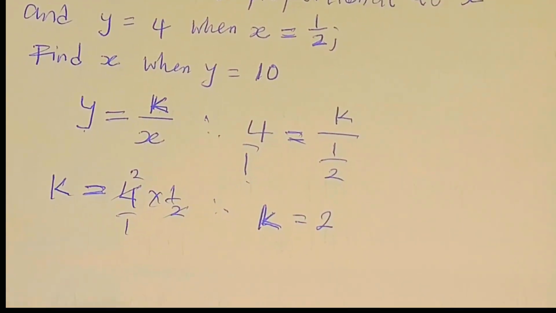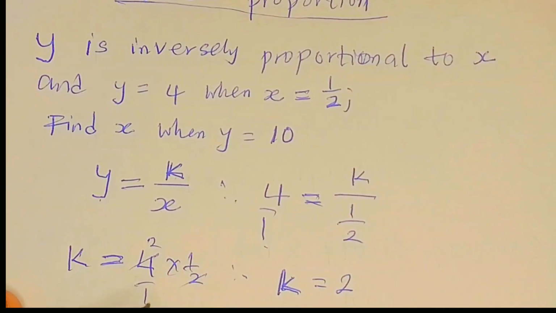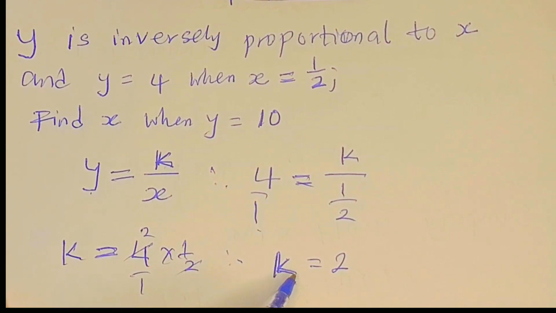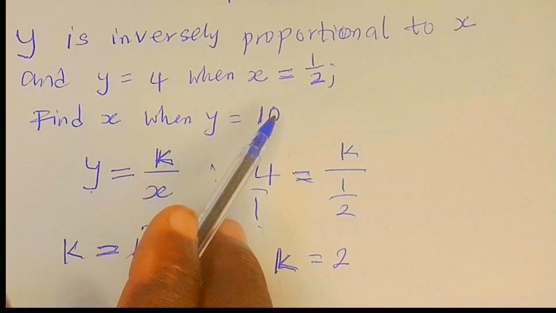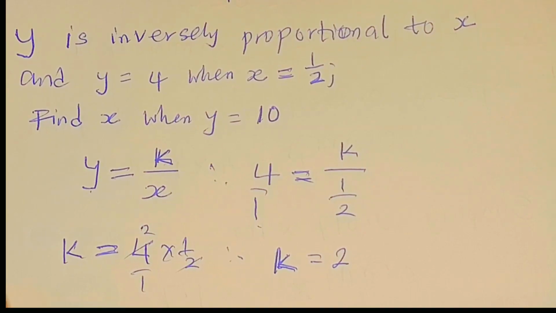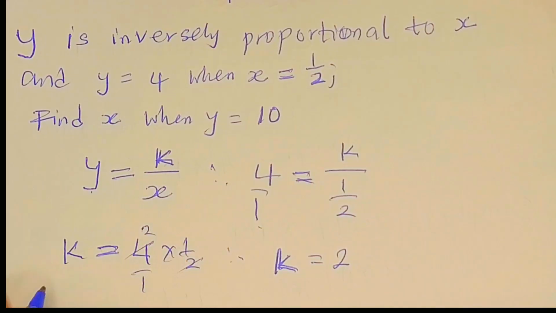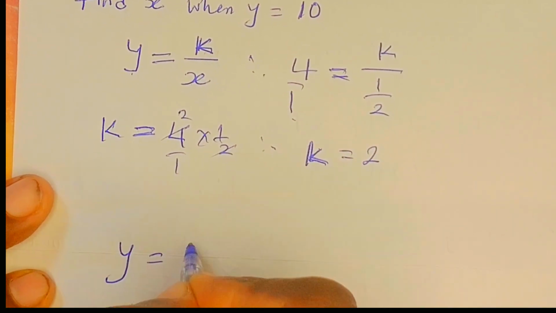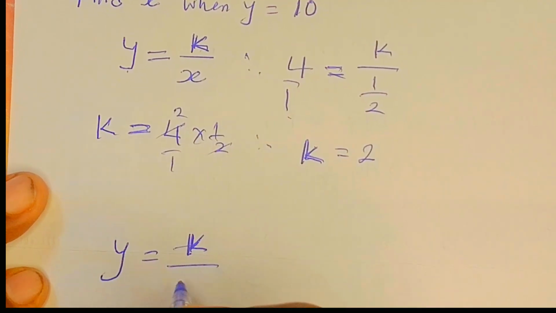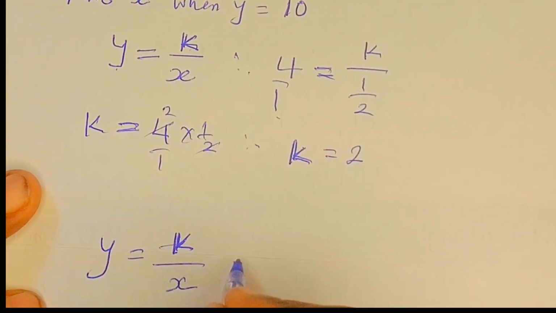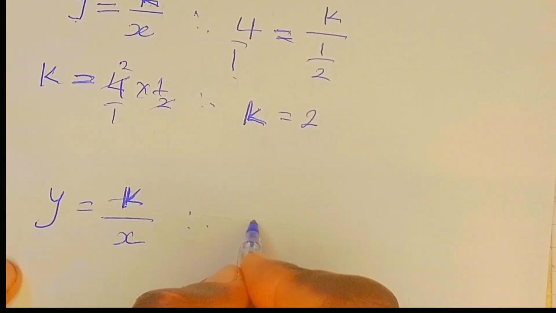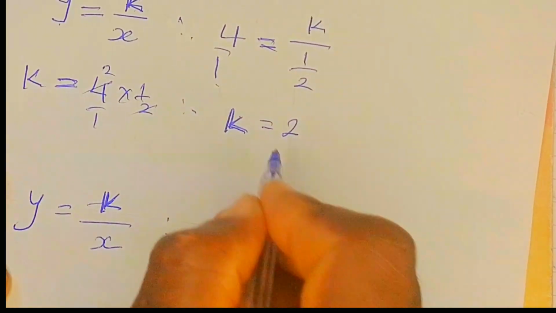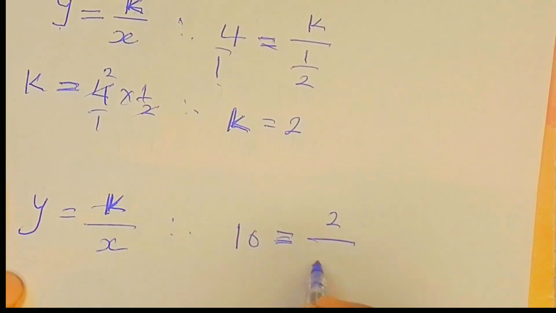Now, we go back to the main question again. After finding the solution for k, which is the constant, we need to substitute y as 10 so that we'll be able to solve for x. They say find x. So the first equation is y equals k over x. Now in this second question, y is 10. So we have 10 equals, k now is 2, remember, k is 2, so 2 over x.